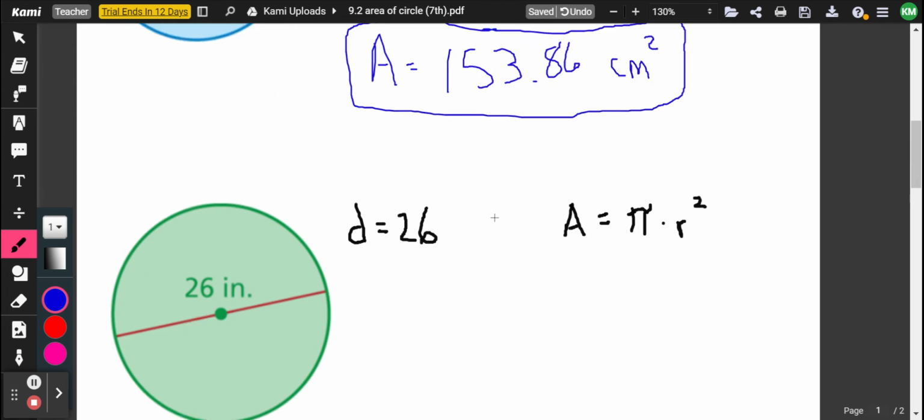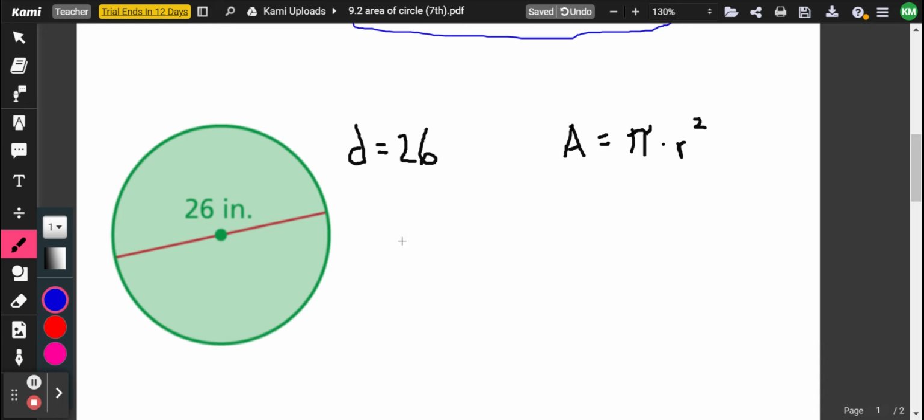So that's a problem where they actually give you the radius, but sometimes they're not going to give you the radius. Sometimes they're going to give you the diameter. So the first thing we need to do is find the radius first, because that's what's in our formula. So if you recall from the last lesson, the diameter is twice as much as the radius. So all we have to do is divide by 2 to get the radius. So 26 divided by 2 is 13. So our radius is 13.